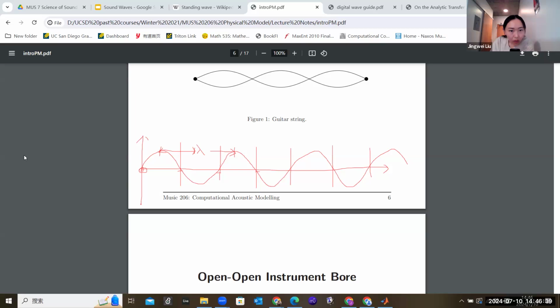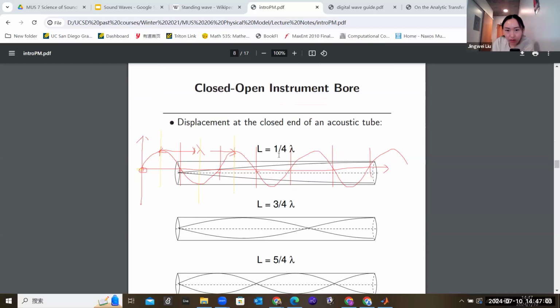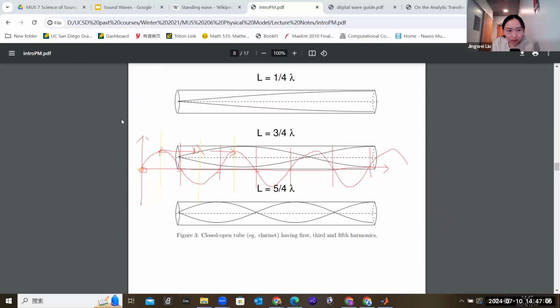So what about the closed and open, right? You have one end closed here, but the other end is open. Then you cut here, right? So this is 1/4 lambda, okay? 3/4 lambda, 5/4 lambda, which is right. It's given here, okay? So this is 1/4 lambda, 3/4 lambda, and 5/4, and it's 7/4, 9/4, 11/4. Okay.